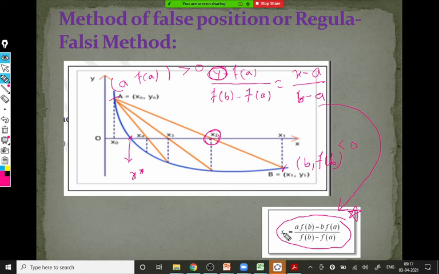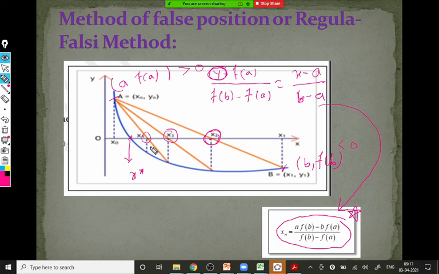With this formula, we calculate x1. Sorry, x2 now, because we already have x0, x1. Otherwise, if you say a, b, then it is x1. Now, depending on the sign of f of x2, in this case f of x2 is negative. This is also negative. So as it is negative, the root lies between a and x2 now. Again it is reduced, then comes x3, and we are moving towards the root.